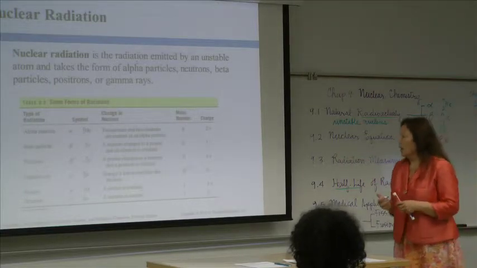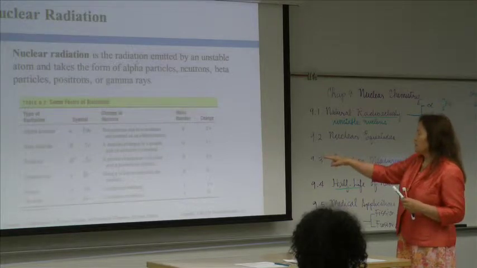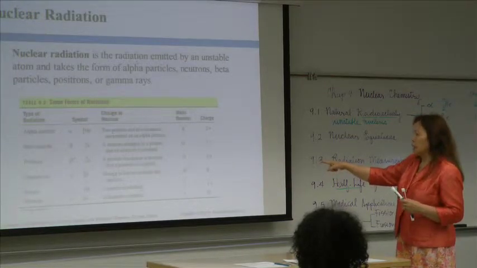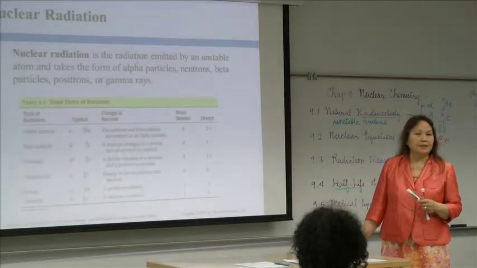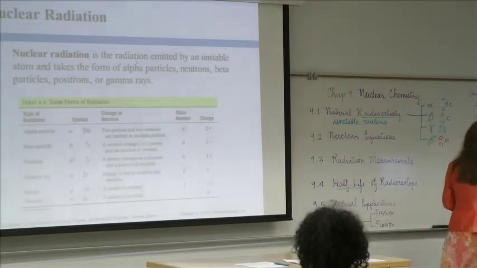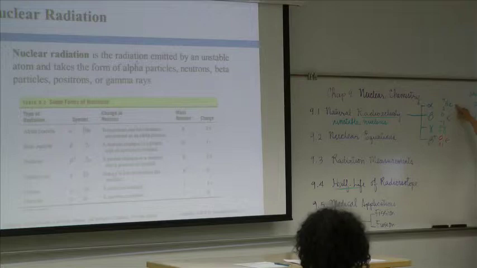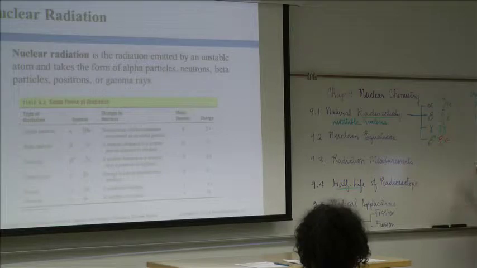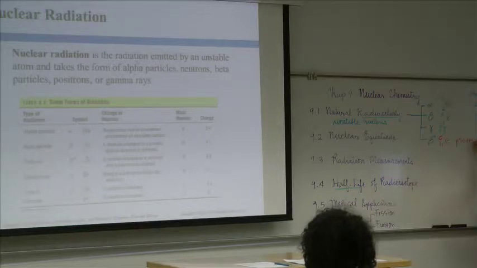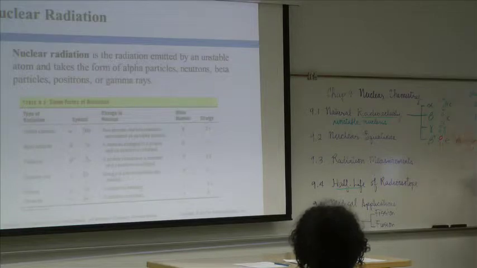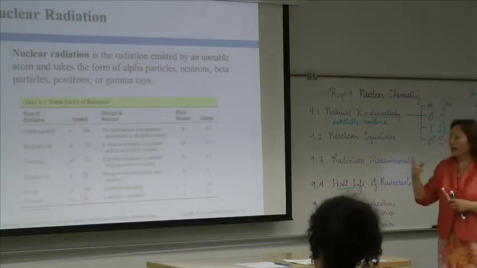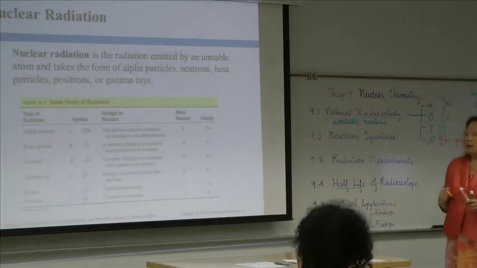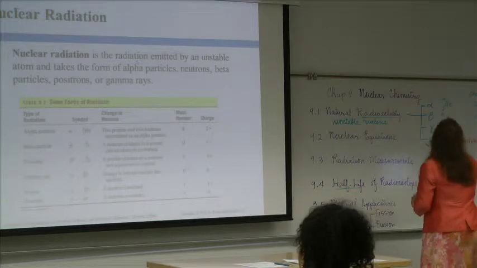And so you see the gamma rays have no charge, no mass number, and then a proton, and then a neutron. We know that from general chemistry also, right? So the new particles that we're learning about are the alpha particle, which is a helium nucleus without electrons, the beta particle, which is an electron, the beta plus, which is called a positron, and then the gamma ray, which is very, very high energy.